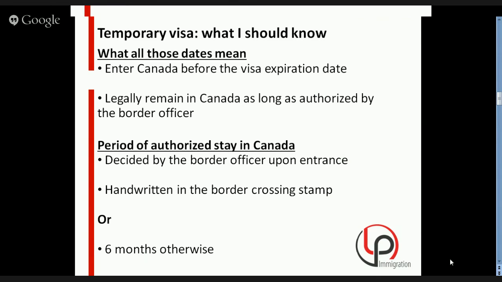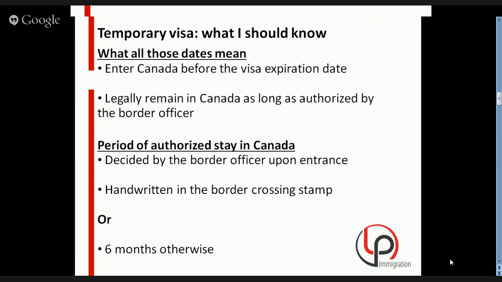Now, one common confusion about TRV is its validity period. Today, the Canadian government often issues temporary visas valid for many years. It's up to 10 years, in fact. We often receive calls, unfortunately, from visitors in Canada finding themselves in a difficult situation, who finally realize that they have stayed in the country way beyond the authorized period of stay, using the TRV validity date as a reference.